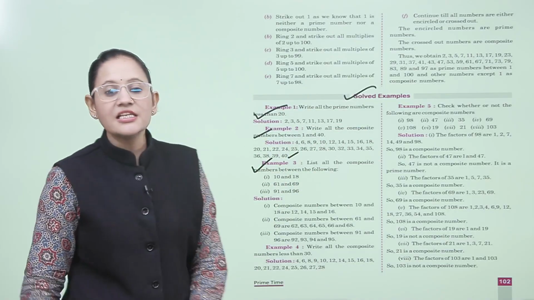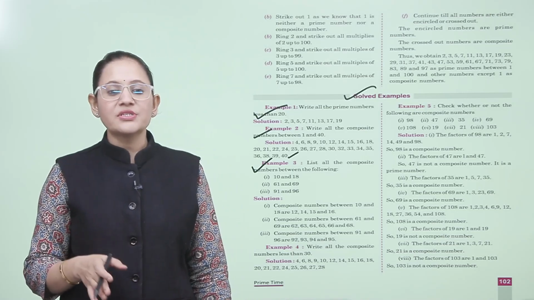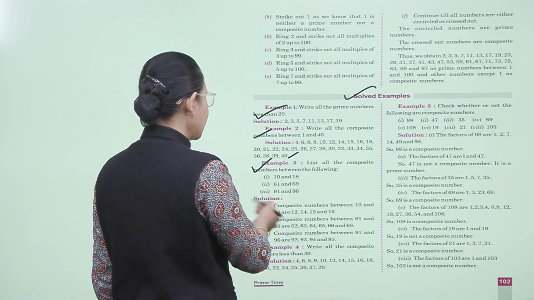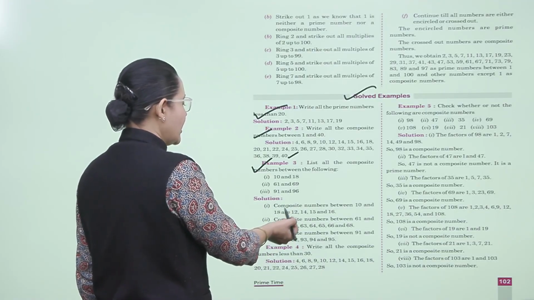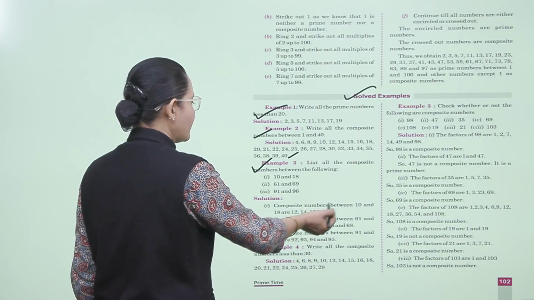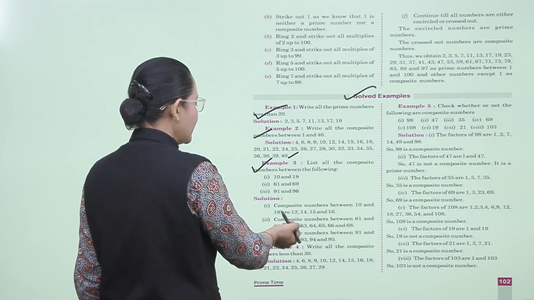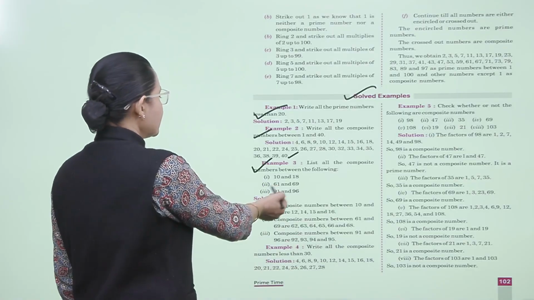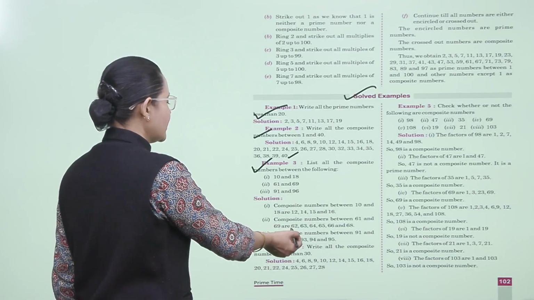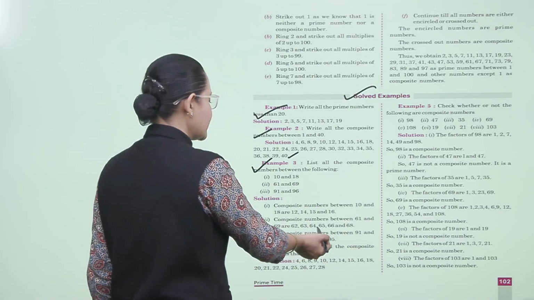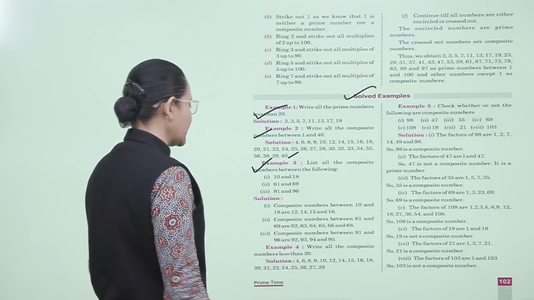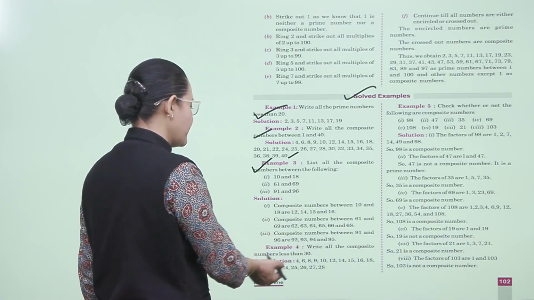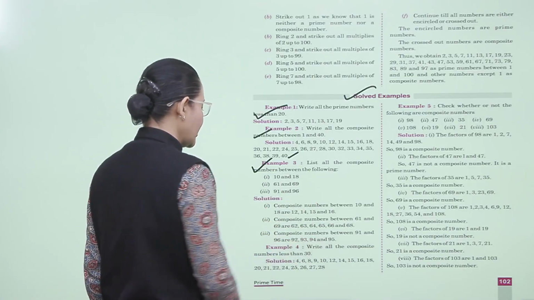Example 3, list all the composite numbers between the following: 10 and 18. So between 10 and 18, the composite numbers are 12, 14, 15 and 16. Clear? Between 61 and 69, the composite numbers are 62, 63, 64, 65, 66 and 68. Between 91 and 96, all the composite numbers are 92, 93, 94 and 95.